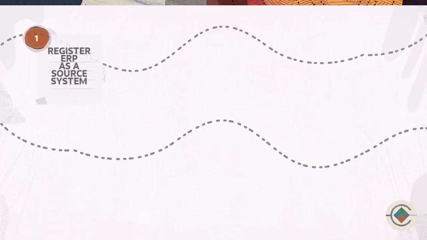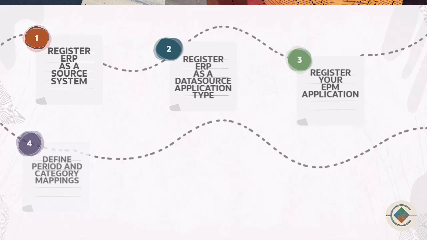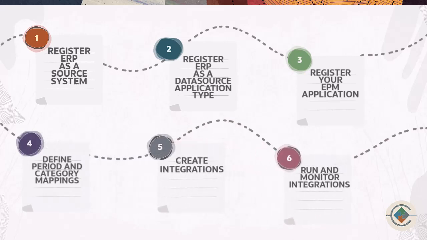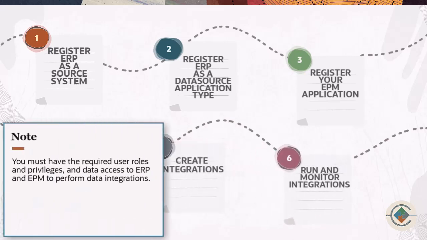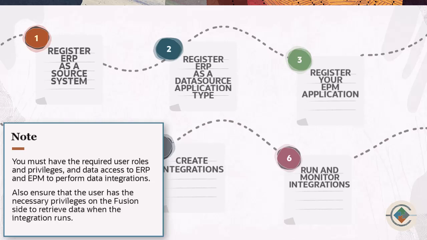Here are the basic requirements and tasks when integrating ERP data using prepackaged extracts. Remember that you must have the required user roles and privileges and data access to ERP and the EPM business process you are working with. This includes confirming that the EPM integration user has the necessary roles and privileges on the Fusion side to retrieve the data successfully when the integration runs.